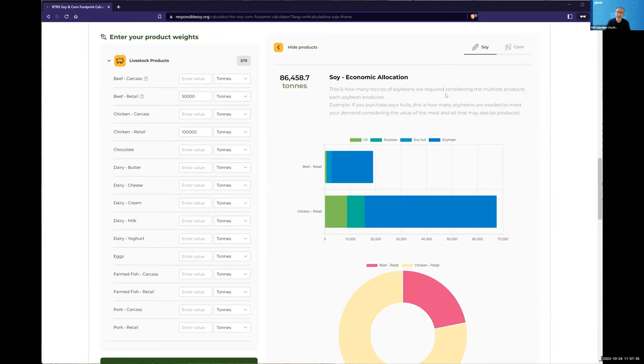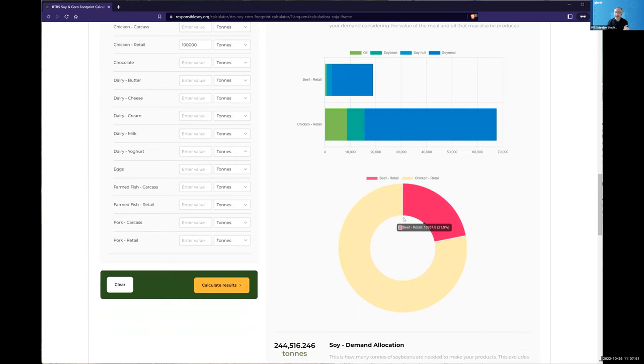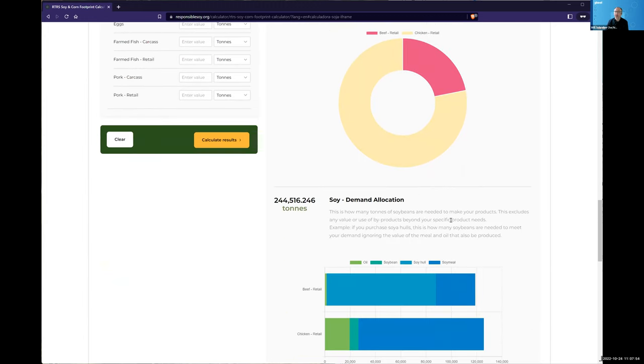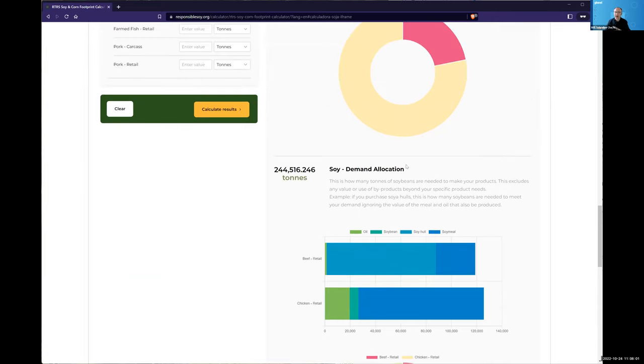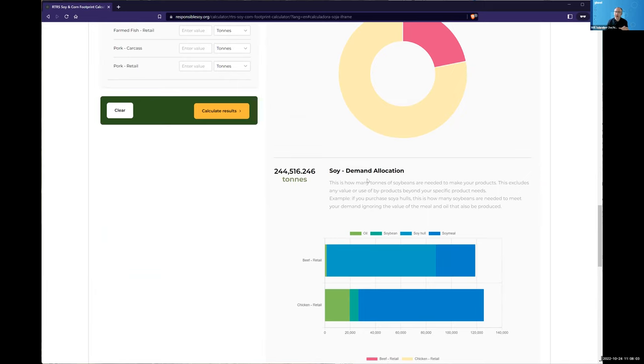For those of you who have used the RTRS calculator before, you'll recognize it because it's aligned with the outputs, breaking down both that economic allocation, which is up here at the top, and how that's split between the different types of products that you have and a visual description of those, as well as the soy demand side of things down here. And just to reiterate the importance of the distinction between that economic allocation and demand allocation, you can see that the demand is much, much, much greater because we're looking at the theoretical needs of all of that soy and corn.